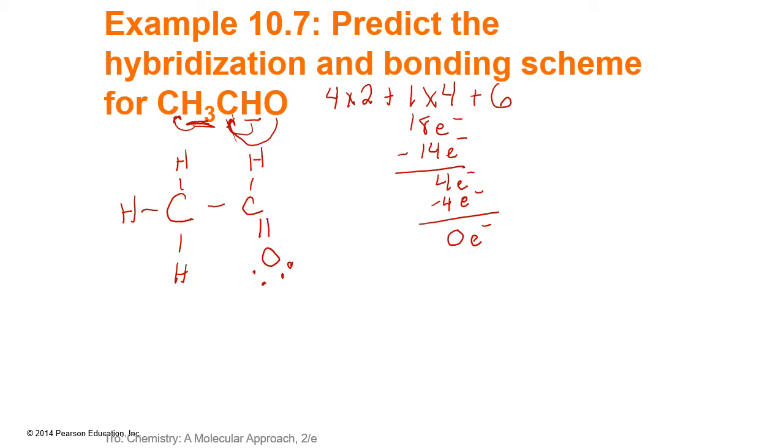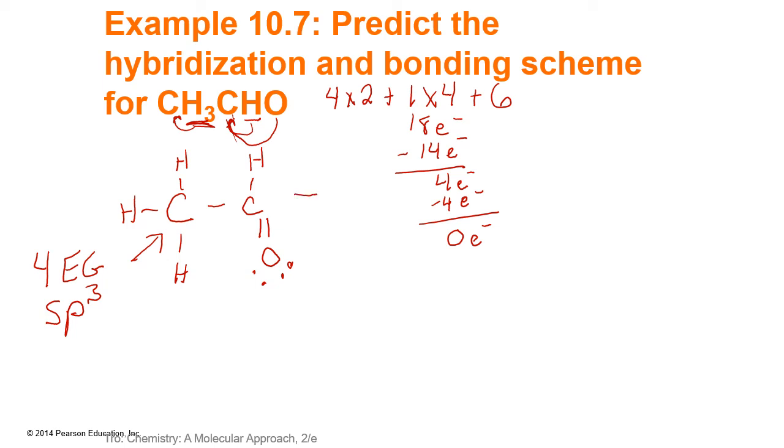Now, if we look at our hybridization, we're going to look at our first carbon. Our first carbon has 1, 2, 3, 4 bonds. So 4 single bonds, 4 electron groups. That means that we are going to need 4 orbitals to put those electron groups into. So we need an s and 3 p. So our hybridization is sp3.